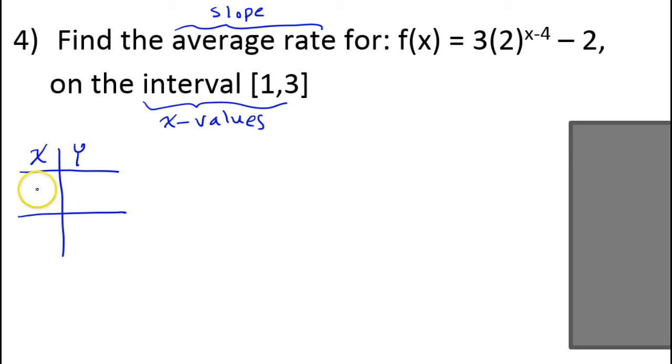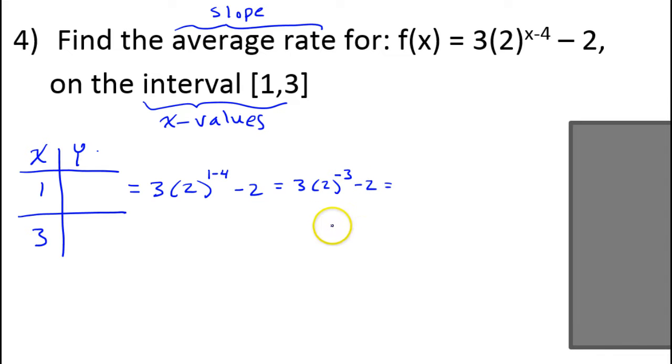So these are x values, so my x values are 1 and 3. Now we need the y values that go with them. The y values will be given by this formula here. So my y value, in this case, will be 3 times 2 to the x minus 4 power. So that means the 1 minus 4 power, and then minus 2. So that means this will be 3 times 2 to the negative 3 power, because 1 minus 4 is negative 3, and then minus 2.